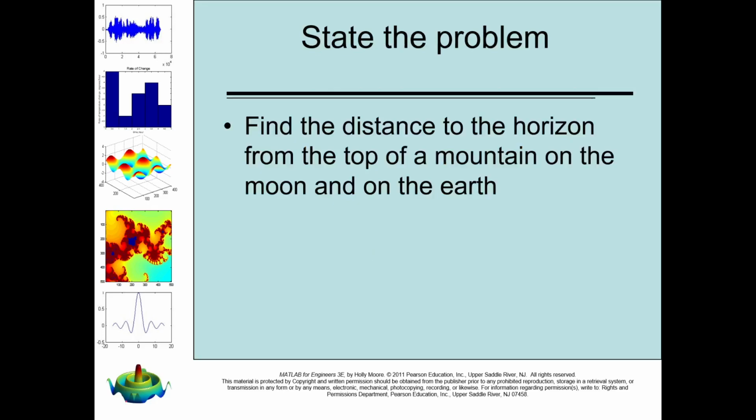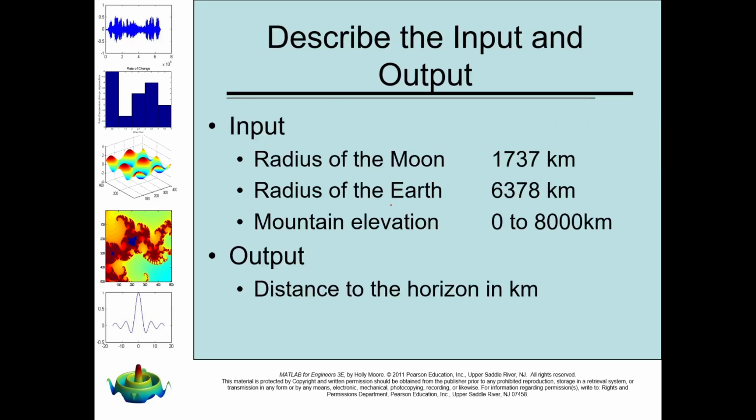Okay, state the problem. Ini kaedah lah macam ni kita nak selesaikan problem ni. Okay, apa masalah dia? So, saya dah beritahu tadi. Kita nak cari distance to the horizon from the top of a mountain, on the moon and on the earth. Okay, yang ni dia ada dekat dalam soalan dia lah. Okay, and then first, okay, dapat soalan, kenal pasti apa benda soalan tu nak. Lepas tu first yang you have to do is describe the input and also the output.